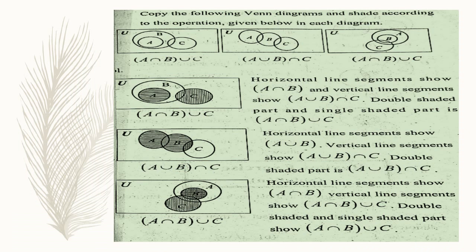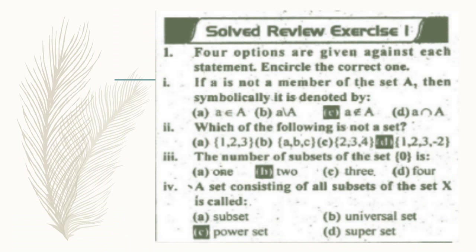In the third one we have A, B and C. Both lines are in B, horizontal and vertical, but in C we have only the vertical lines, which show the operation A intersection B union C. Now we solve review exercise number 1.